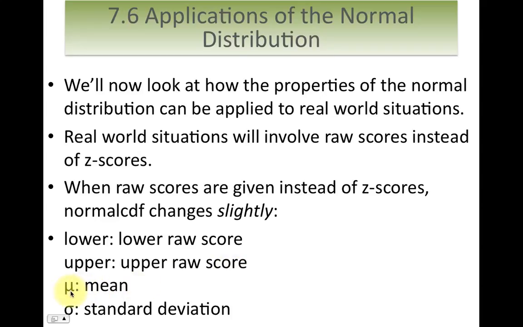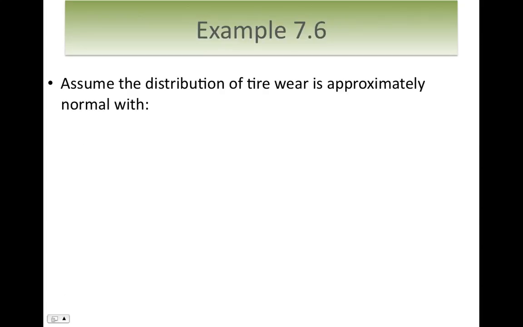Mu is going to be the real world mean, and that has to be provided to us in a problem. And sigma will represent the real world standard deviation, which will also be presented to us in the problem. So let's look at an example where we're looking at a distribution of tire wear, and we're told that it's approximately normal. So if it's approximately normal, it means we could estimate probabilities and proportions based on the bell curve.